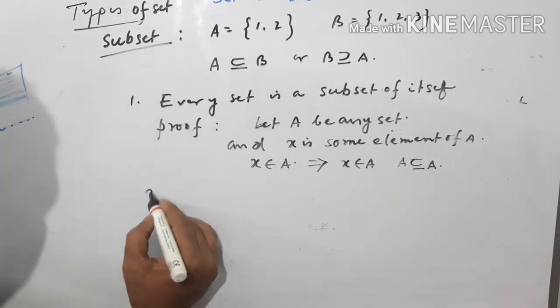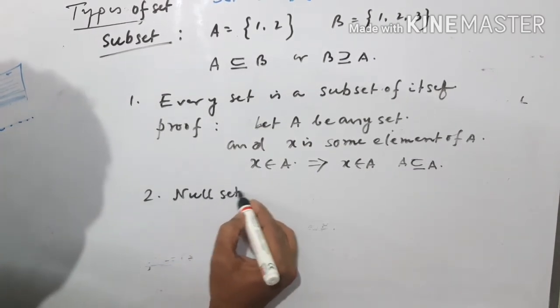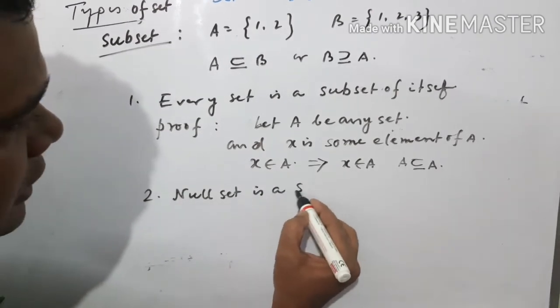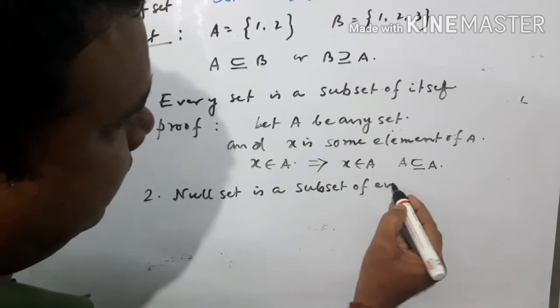Number 2, null set is a subset of every set.